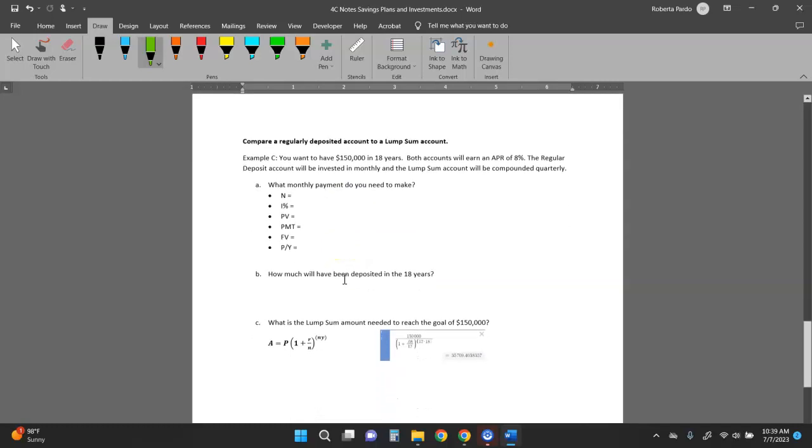So here's another one where we want to have $150,000. So again, that's the future. We want $150,000 in 18 years. What monthly payment? So 12 times 18. The interest rate is 8%. We're starting with nothing. We don't know what that payment is, and it's every month.